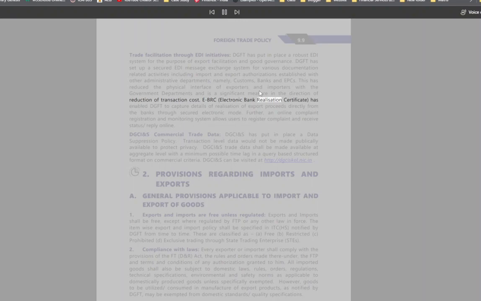EBRC, Electronic Bank Realization Certificate, has enabled DGFT to capture details of realization of export proceeds directly from the banks through secured electronic mode. Further, an online complaint registration and monitoring system allows users to register complaints and receive status/reply online.